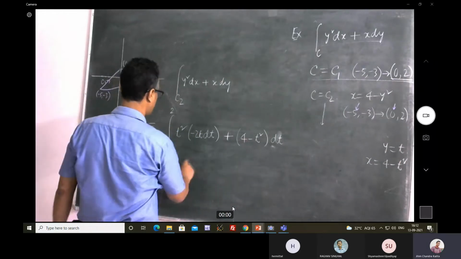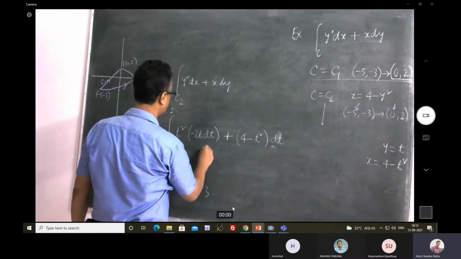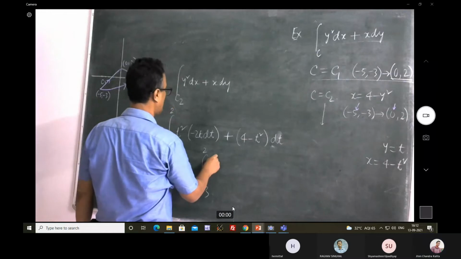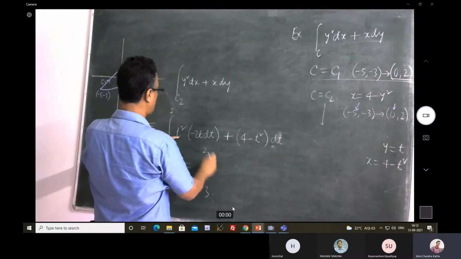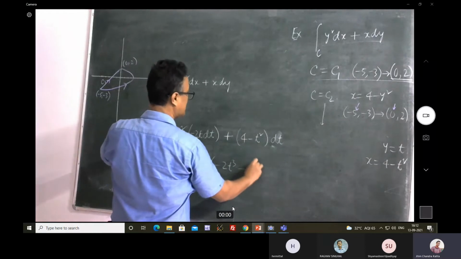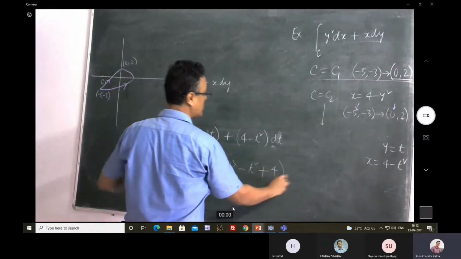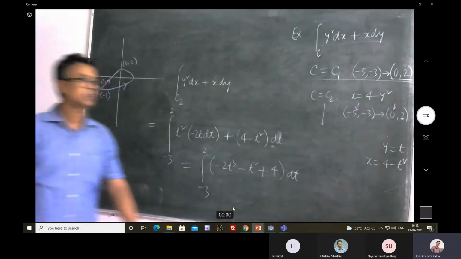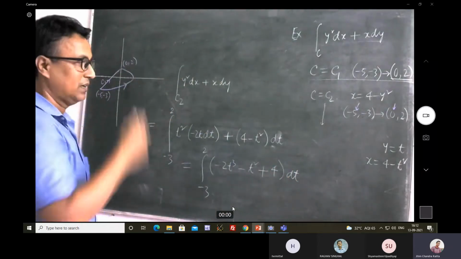So it is simply going to be the integral from -3 to 2 of minus 2t cubed minus t squared plus 4 dt. Simply integrate it. That's as easy as that.